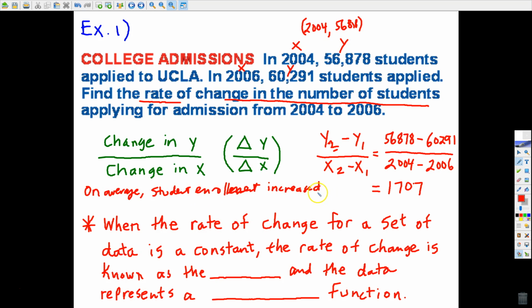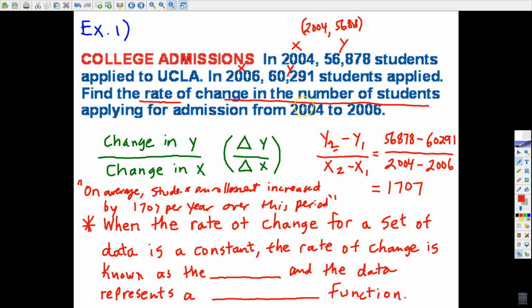Student enrollment increased by 1,707 during this time period. Oh, 1,707 per year. Sorry about that. Left that off. Over this period, something to that effect. I need for you to tell me in some wording, some sentence to make our answer make sense for the given problem. All right, so that takes care of this example.